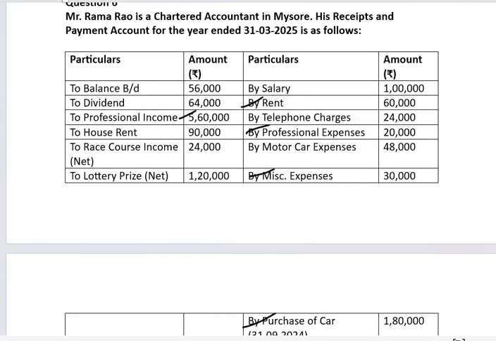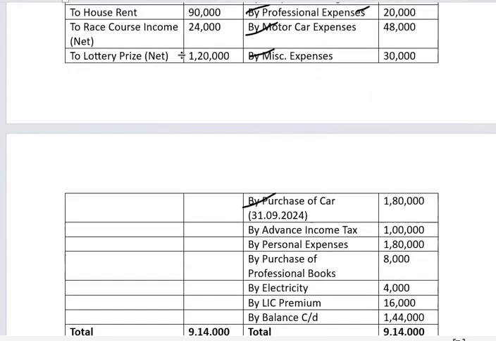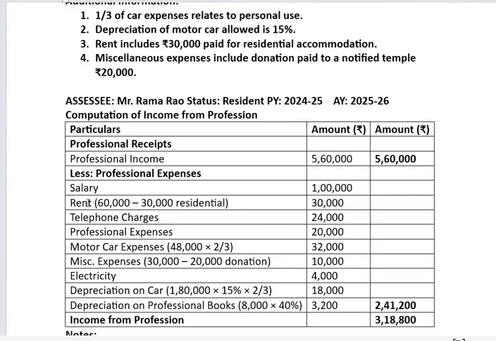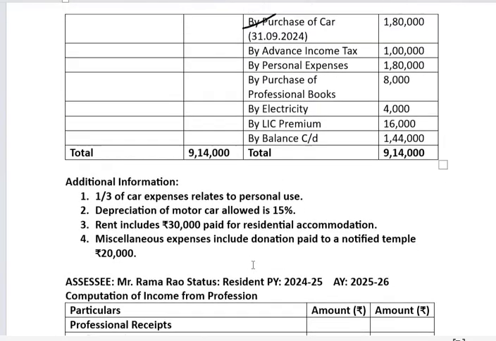Come to the payment side, we will check the other adjustments. Salary is a professional expense. Rent we already discussed. Telephone charge is a professional expense. Motor car expense is a professional expense, I want to tick that actually. 20,000 is a professional expense. We check all the three written there up to motor car expense. So salary, rent, telephone charge, professional expense, motor car expense.